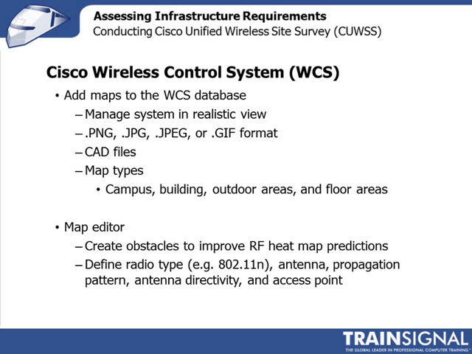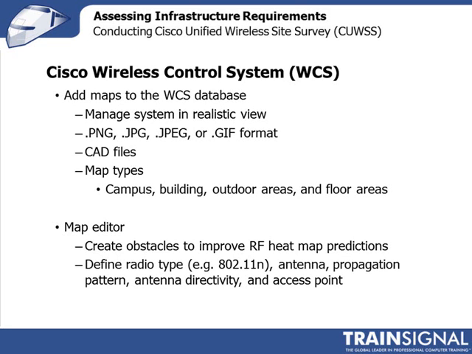Now for our site survey, what we want to do is add some maps and place our access points. You can add maps in different formats. Here I've listed the 4 formats that are available. When you put in your maps, you will define what types they are. You know, is this a campus? A campus would consist of multiple buildings. So you can bring in a campus map and then add buildings to that map and outdoor areas. And then if you've got a building, you can add floor areas within the building.